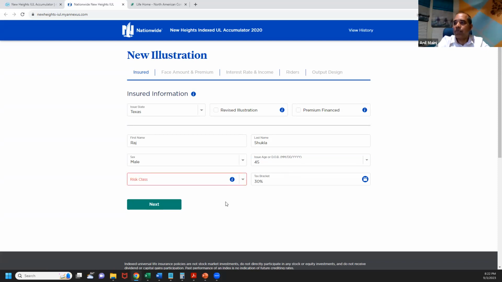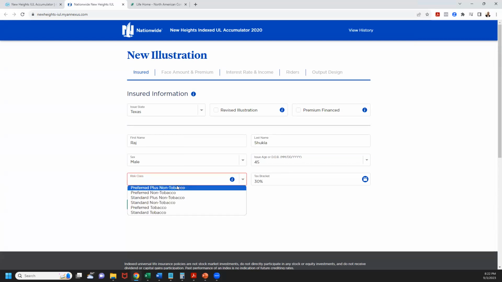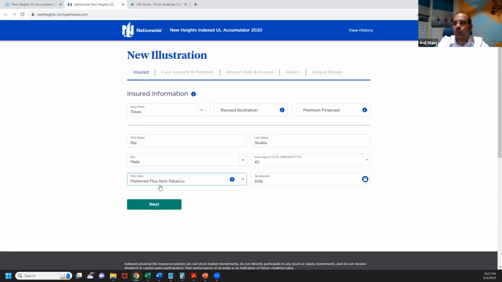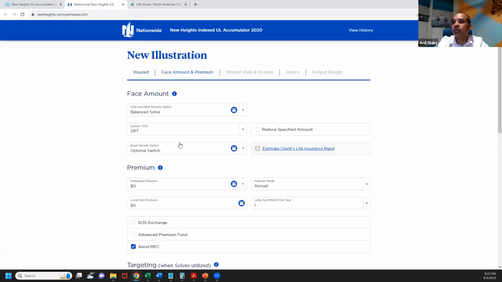And risk class: while giving the illustration to the client, I personally always choose preferred plus, but sometimes people prefer second best so that their actuals are better than the illustration. But in this case, actuals will be better than illustration anyway because of the high participation rate. They are not allowed to show very high participation rate in the illustration. We will see the maximum they are allowed. Okay, let's go to next.